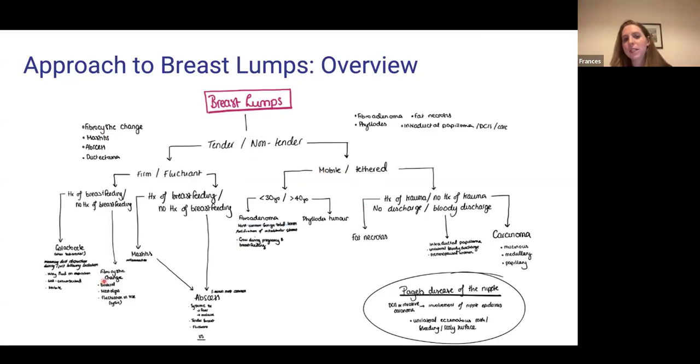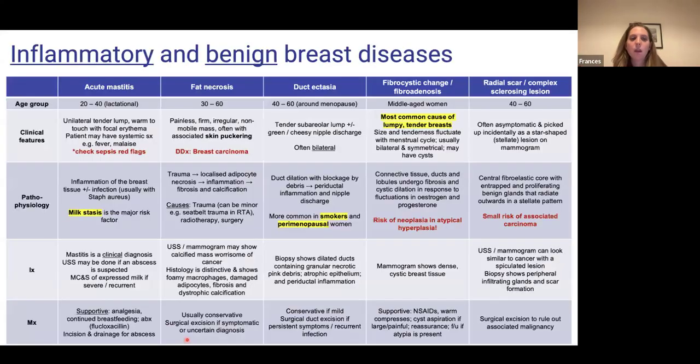So you can think about your breast lumps. Are they tender? Are they non-tender? Are they firm? Are they mobile? Are they tethered? Is there skin change, etc.? So you can go through this when you're revising later. But what I've done is I've categorized it into your different types of breast diseases, okay? So these ones are your benign inflammatory breast diseases. And these are the key ones that you need to know about.